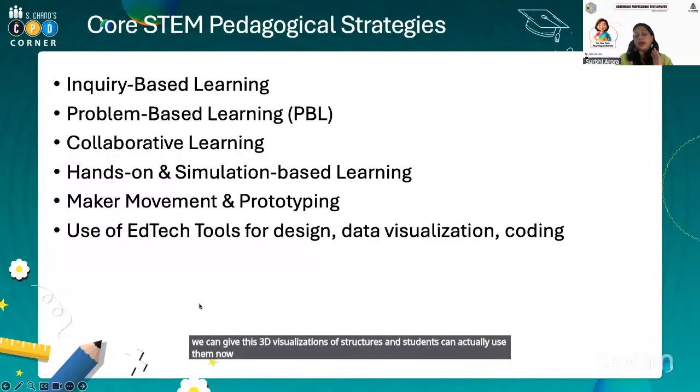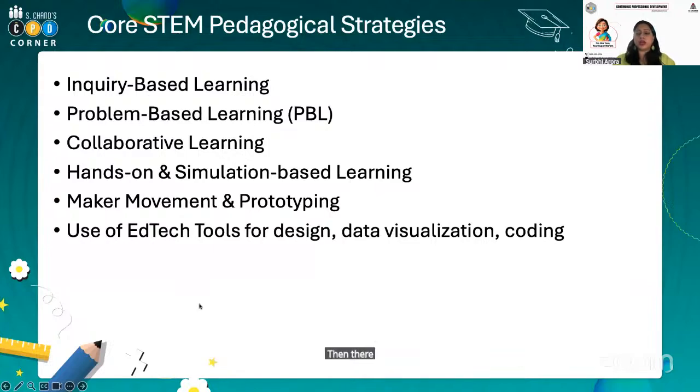Now, when we talk about edtech tools, IBM has one tool which is pretty useful. You can just search for IBM tools for 3D designs. Then there are organizations which are into 3D design.